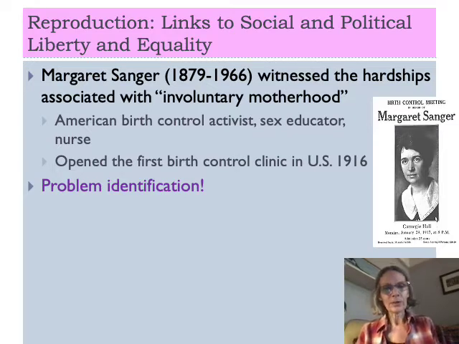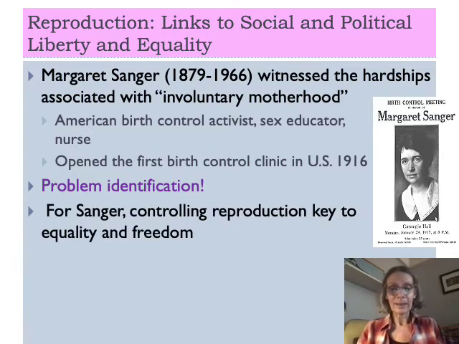And so as she was witnessing the problems associated with involuntary motherhood, she basically identified a problem. She said that as long as women and families in general don't have control over when they reproduce and if they want to reproduce, that really presents a lot of hardships for families. But it particularly presents hardships for women, because when they have sex and get pregnant, they're the ones who bring the baby to term.